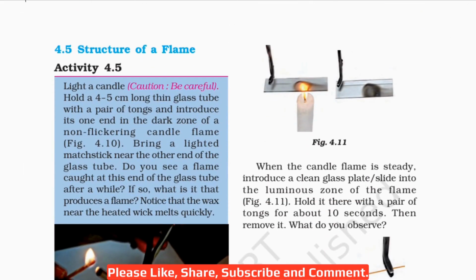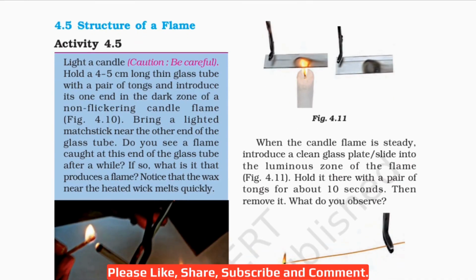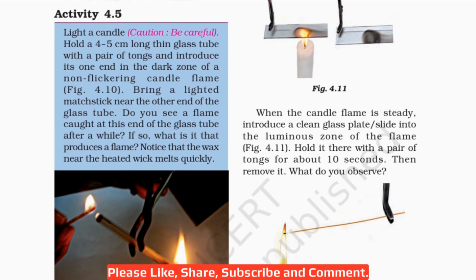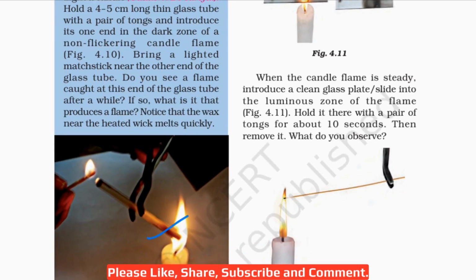Now structure of a flame. So now they are saying light a candle, hold a 4 to 5 centimeter long thin glass tube with a pair of tongs and introduce its one end in the dark zone of a non-flickering candle flame. See here, as it's done here. Now bring a lighted matchstick near the other end of the glass tube. Do you see a flame caught at this end of the glass tube after a while? If so, what is it that produces a flame? Notice the wax near the heated wick melts clearly.